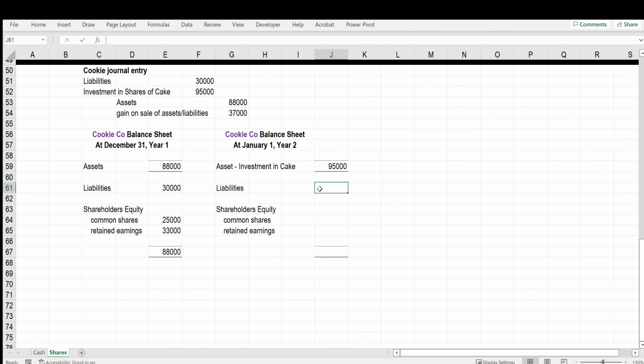Our liabilities have been given away, so we have zero liabilities. And now our common shares will remain the same because we did not do any transaction with the common shares. And our retained earnings is where we take what we had previously, plus we have the gain on the sale of assets, so again, a similar idea as what we did previously, so $95,000. So the journal entry and balance sheet for the acquiree is similar, again, to what it was for cash, save for the description of the asset, which is the investment in Cake instead of cash.